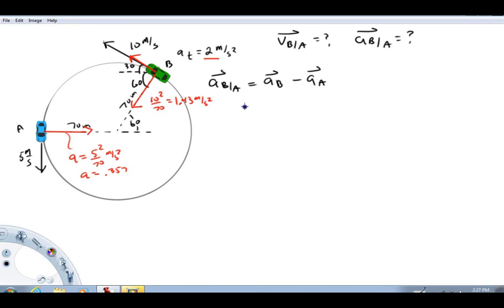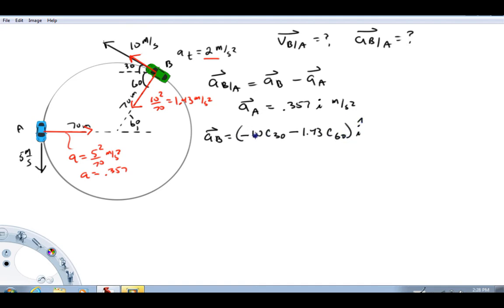I'm going to go ahead and write out the easy one here, which is acceleration of car A. The acceleration of car A is 0.357 I, and those are in units of meter per second squared. And that's done. All right, B has a little more going on. The acceleration of car B is the vector sum of the tangential and centripetal acceleration vectors. So that's going to be minus 10 cosine 30 minus 1.43 cosine 60 I.